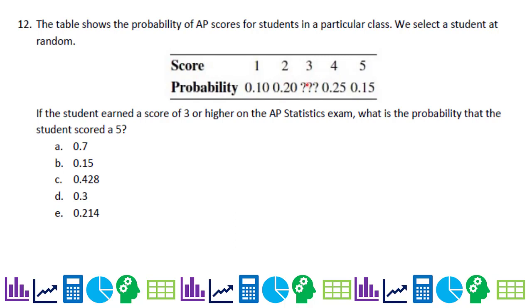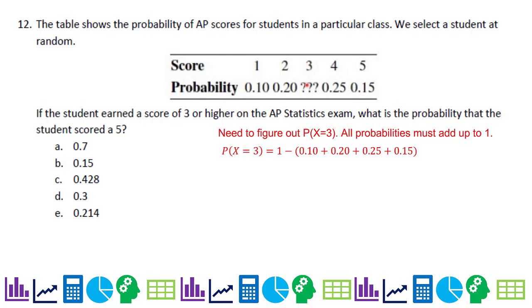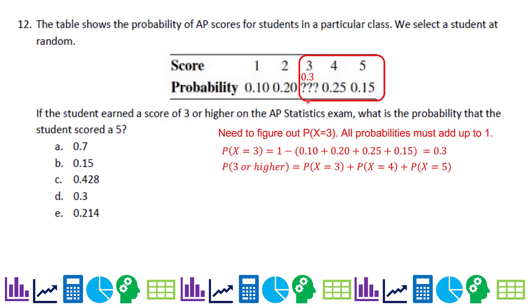So I need to figure out this missing point. I know that all my probabilities must add up to 1. So I'm just going to go 1 minus the rest of these probabilities, and I get the value 0.3. So I'm going to put that in there. I do need to know what is the probability a student scored 3 or higher. That's not the answer. It's super tempting to think it's the answer, but it's not the answer. So let's go ahead and calculate that, and I get 0.7.